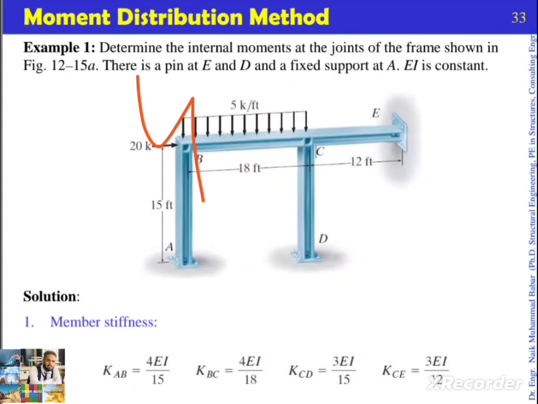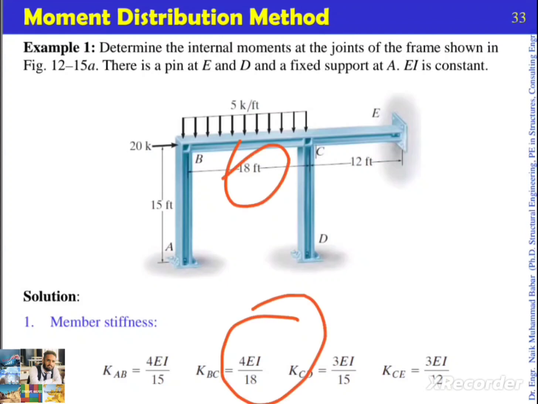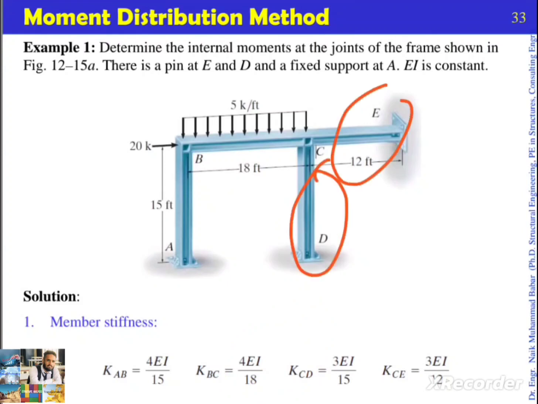Now we will calculate the stiffness for BC, which is also equal to the stiffness of CB. Remember, from each side the stiffness will be equal because the span length is the same. So by using the same flexure stiffness formula 4EI by L, instead of L we will put this span length 18.